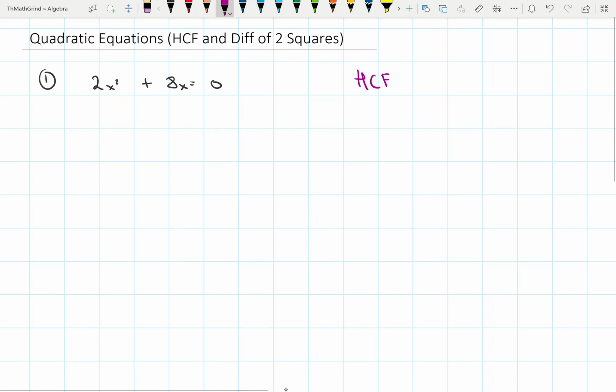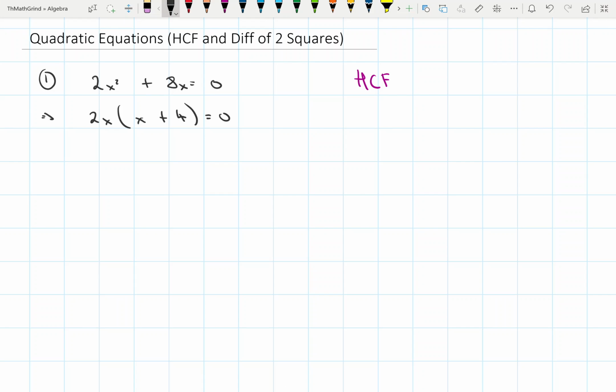Now the reason I know that it's the highest common factor is because there's common factors in the two terms, and that's where we'll start. So if I look at 2x squared plus 8x, then there's a highest common factor there of 2x. So 2x divided into 2x squared leaves you with x, and 2x divided into 8x leaves you with positive 4. And that's all equal to 0.